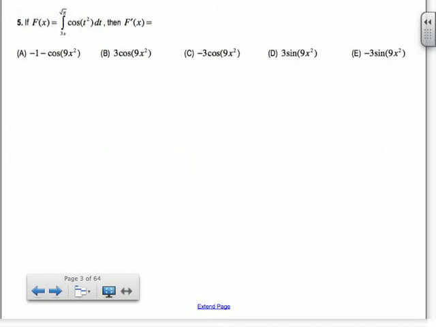All right, number 5, you have f of x equals the integral from 3x to the square root of pi, which is a number, of cosine of t squared dt. All right, you might want to rewrite this as negative the integral from square root of pi to 3x. That's usually how we looked at it in class, right?